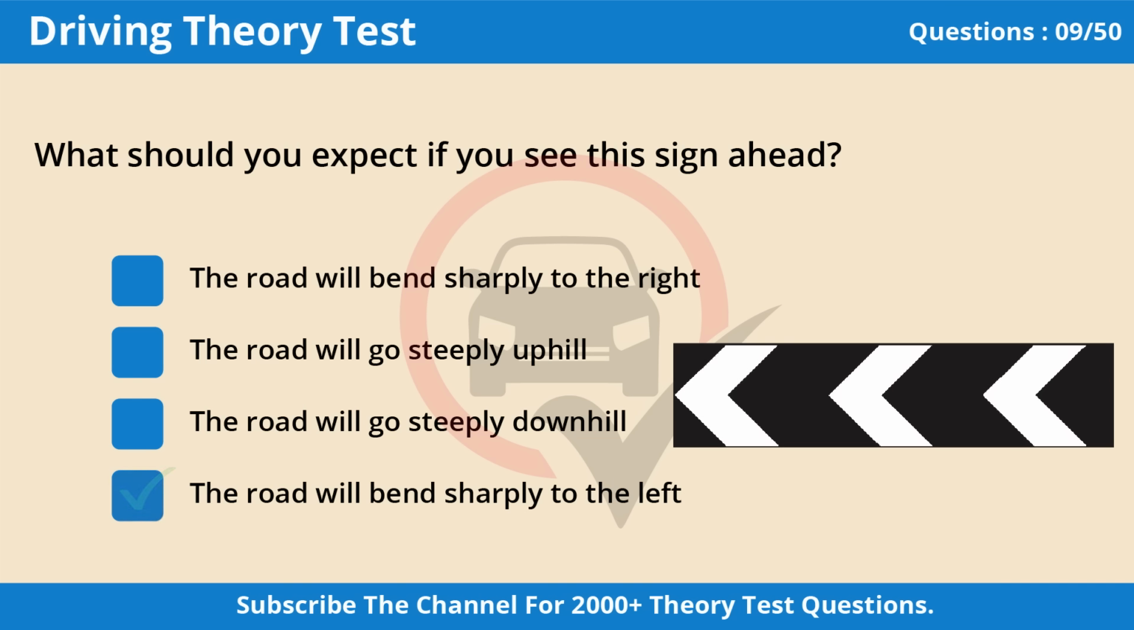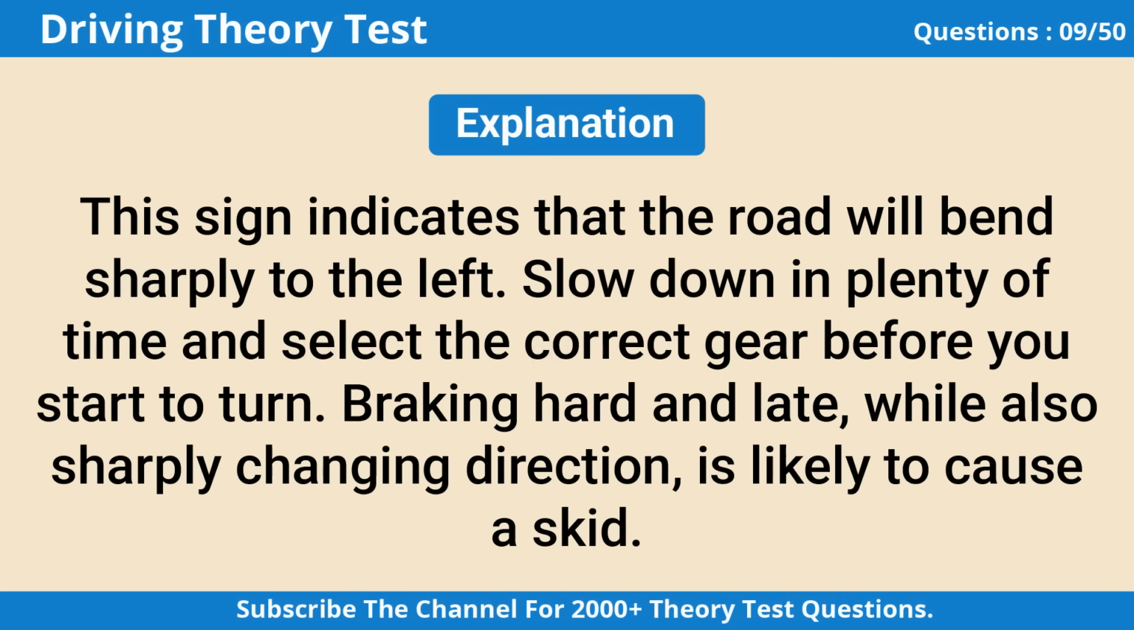D. The road will bend sharply to the left. This sign indicates that the road will bend sharply to the left. Slow down in plenty of time and select the correct gear before you start to turn. Braking hard and late, while also sharply changing direction, is likely to cause a skid.